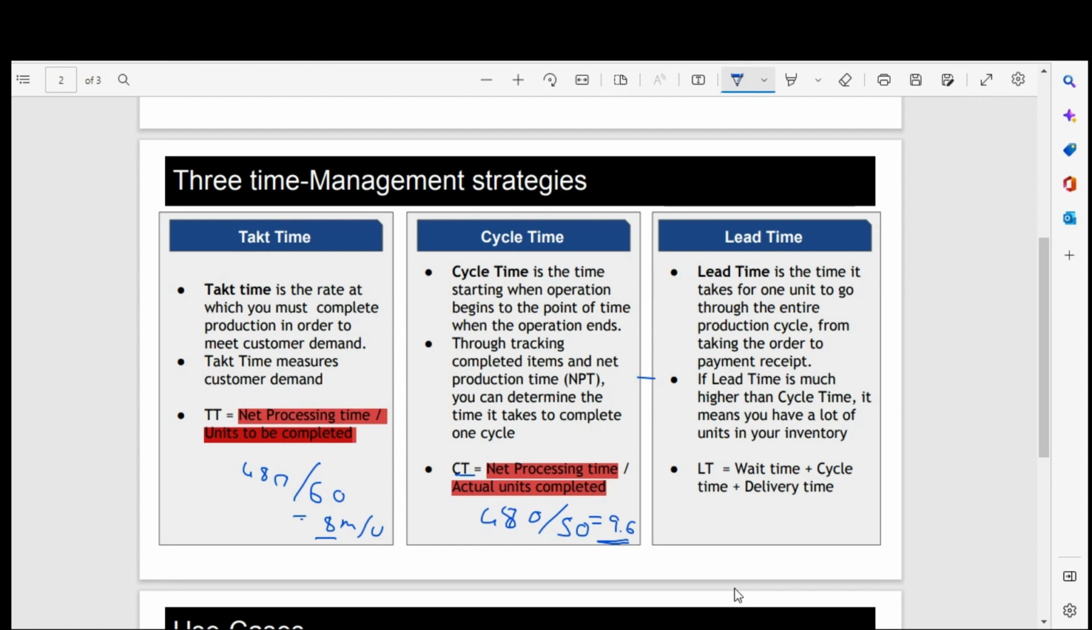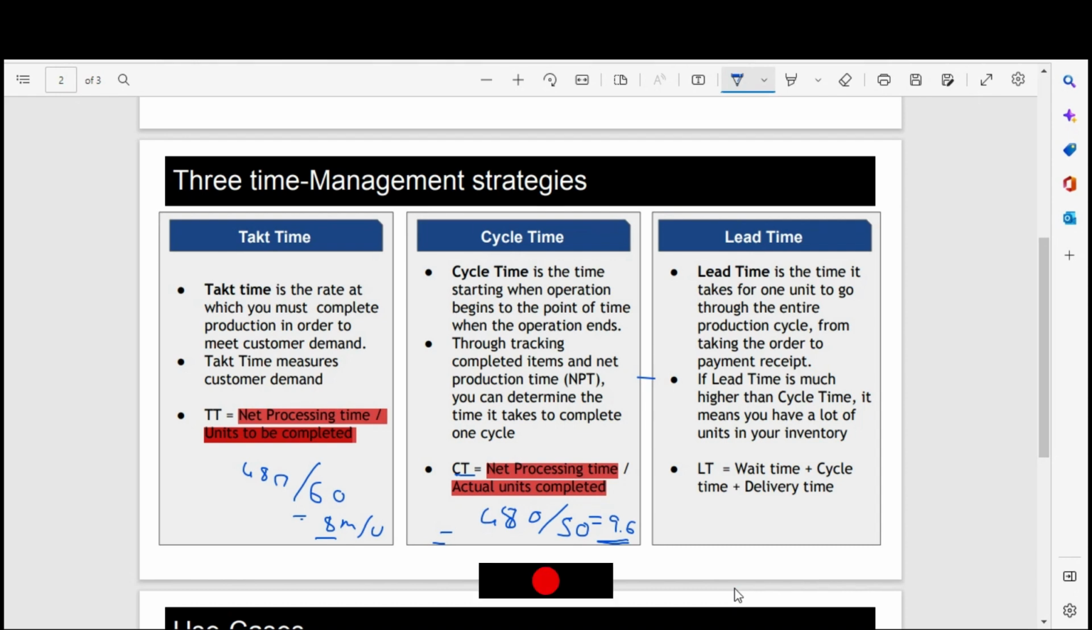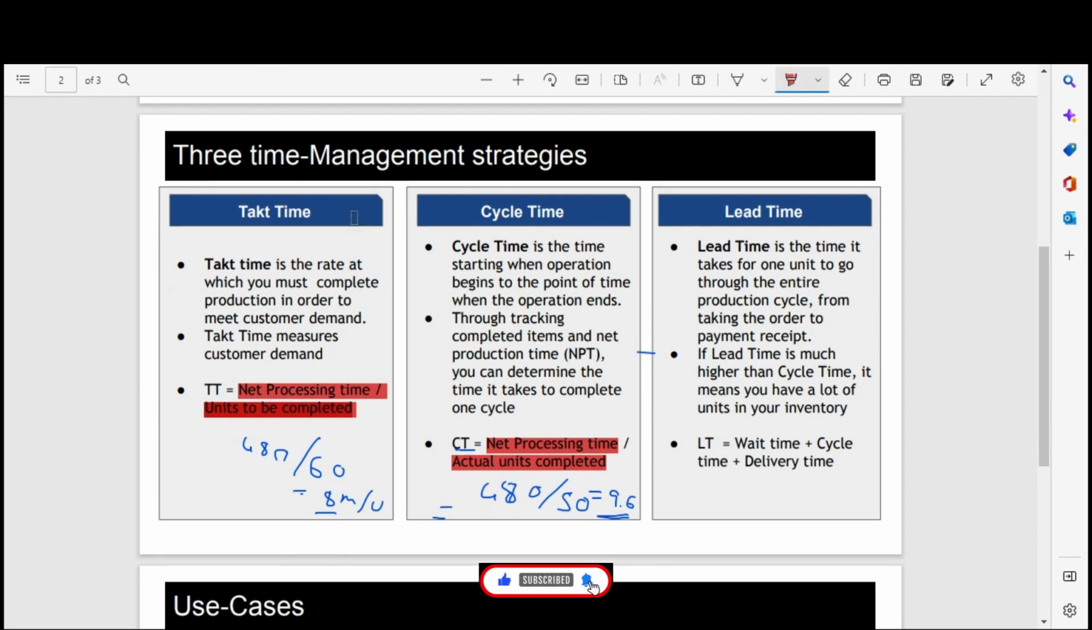So this is the difference between takt time and cycle time. Takt time is what the customer is actually looking for. Cycle time is what the production team is actually taking in terms of time. Let's say, for example, the production team is producing 65 units instead of 60, then your cycle time is reduced compared with the takt time. So this gives a clear indication of how well you are meeting the customer demand in terms of time taken to produce one unit.